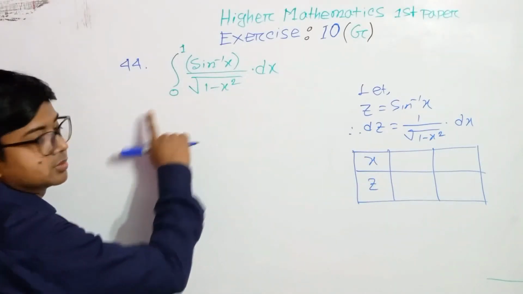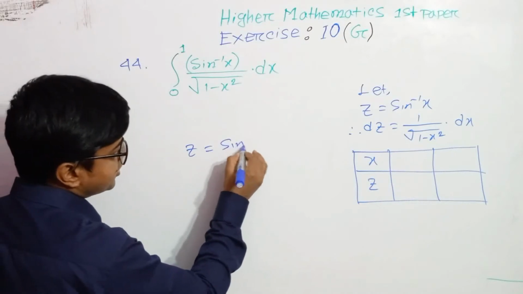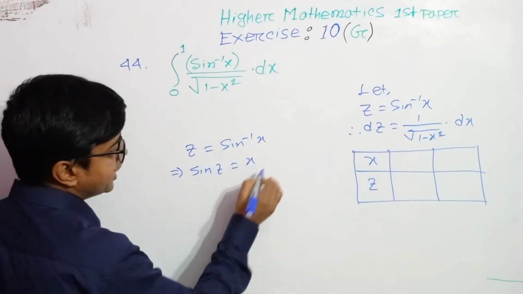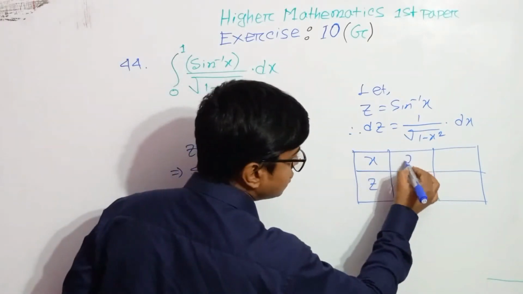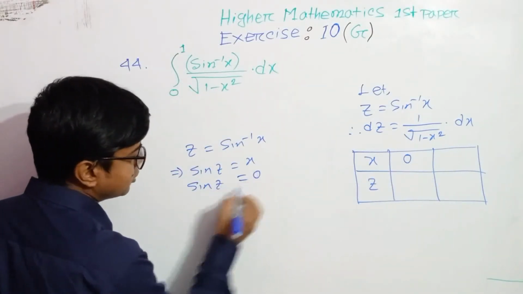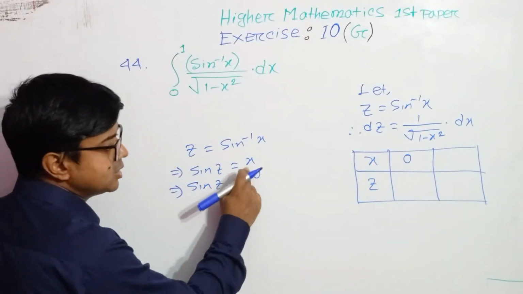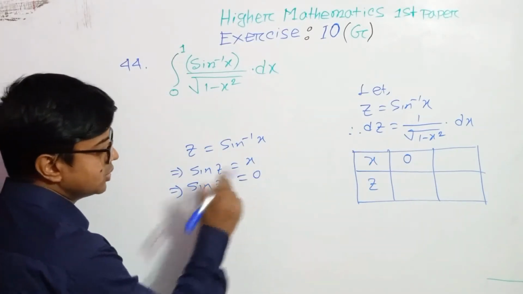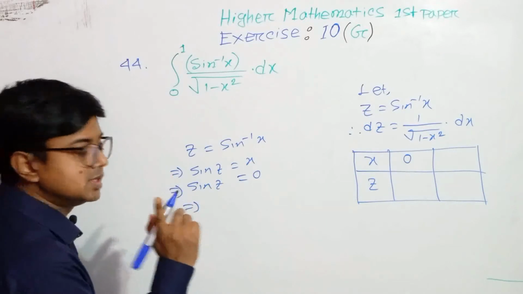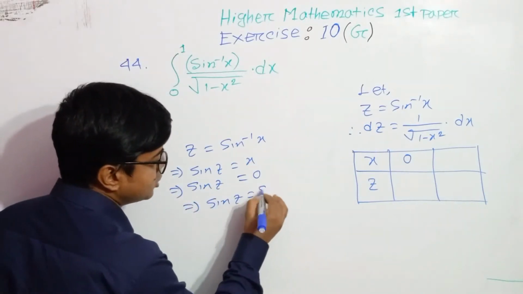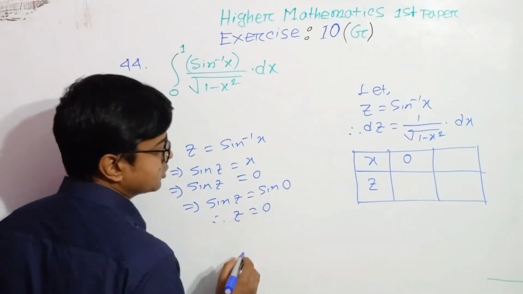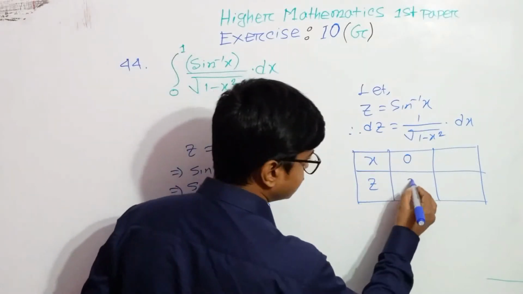Here lower limit is 0. Suppose z equals sin inverse x. Here we can write sin z equals x, and here when x equals 0, then we can write sin z equals 0. That means here x equals 0 and sin z equals 0, and we know that sin 0 is 0, so sin z equals sin 0 degree. That means z equals 0, so here 0.